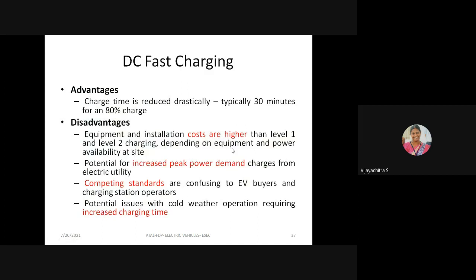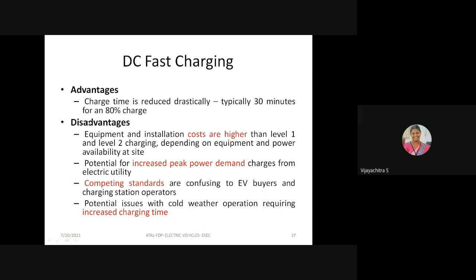There are certain advantages. Charging time is reduced drastically, only about 30 minutes for 80% charge. If it is 45 minutes, then we can have 100% charge. Instead of 100% charging, within 30 minutes an 80% charge is more than enough to ride a car without any struggle. Then we can have almost more mileage.